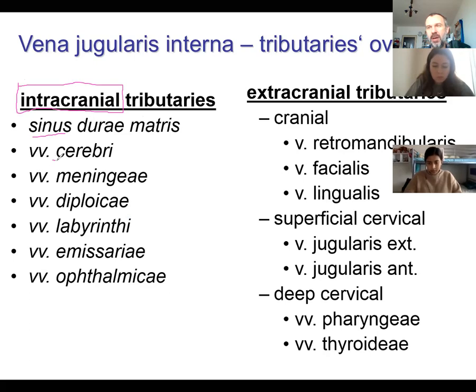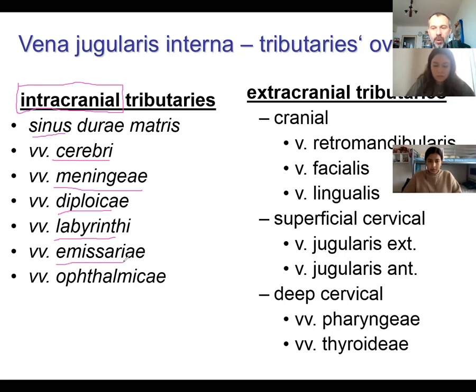Of course, veins of the brain, the cerebral veins. Meningeal veins, it's easy, they are similar to meningeal arteries. Diploic veins, these we find within the diploe. And diploe, we know, is the spongy bone in our cranial vault bones. So these veins will be inside the spongy bone. Labyrinthine veins drain the inner ear, similar to the arteries.